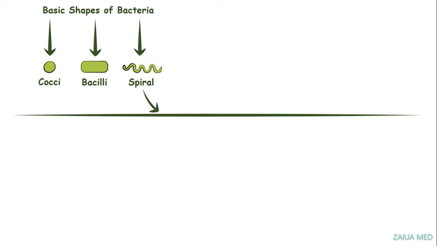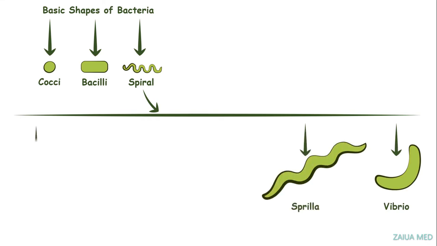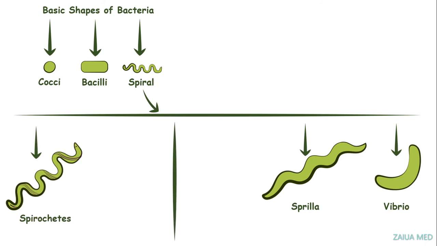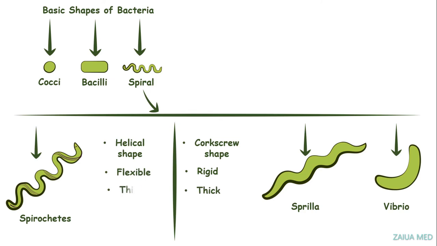Vibrio is slightly curved or comma-shaped bacteria. Spirilla are corkscrew-shaped bacteria, while the spirochetes are helical in appearance. Knowing the difference between spirilla and spirochetes is very important. As I told you earlier, spirilla are corkscrew-shaped bacteria, while spirochetes are helical-shaped. Spirilla are rigid, while spirochetes are flexible. Spirilla are thick, while spirochetes are very thin.